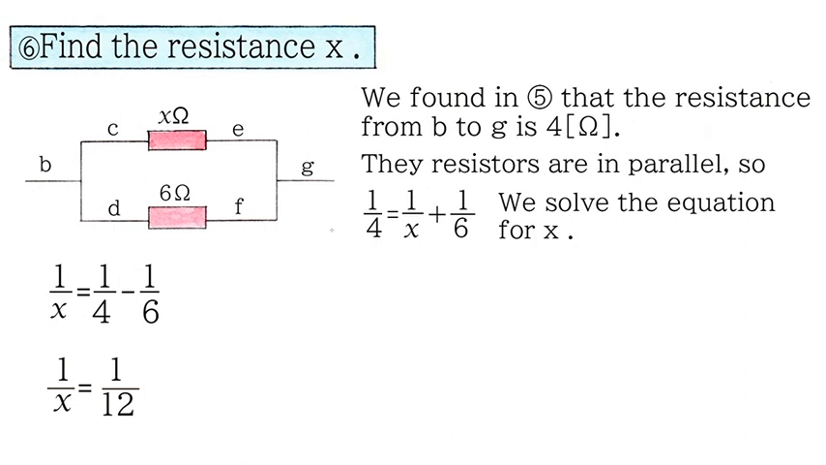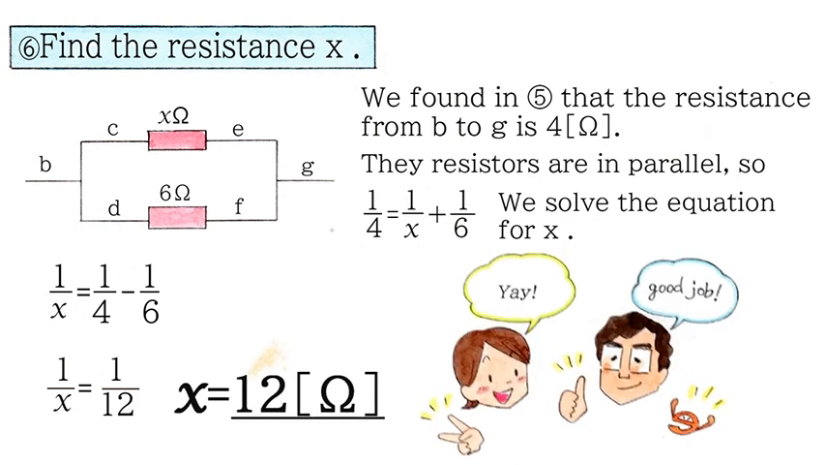1 over x equals 1 over 4 minus 1 over 6. 1 over x equals 1 over 12. X equals 12 ohms. Yay! Good job!